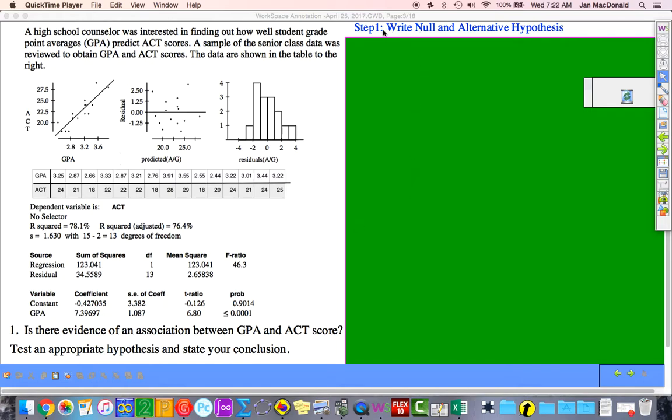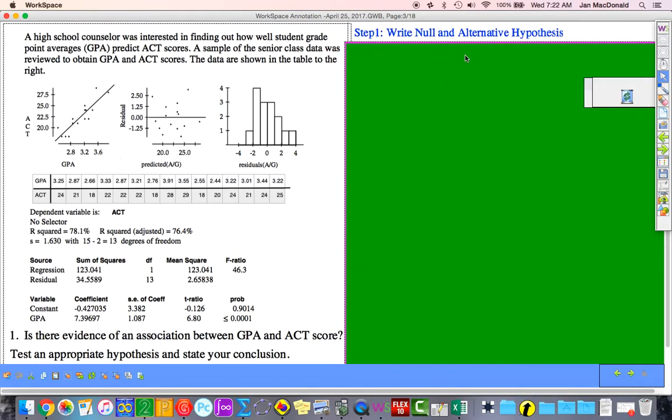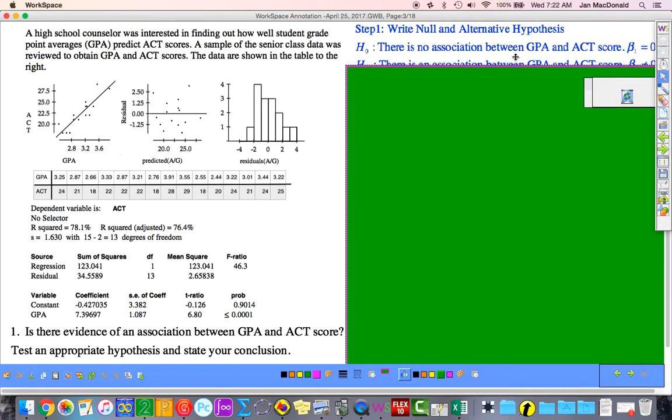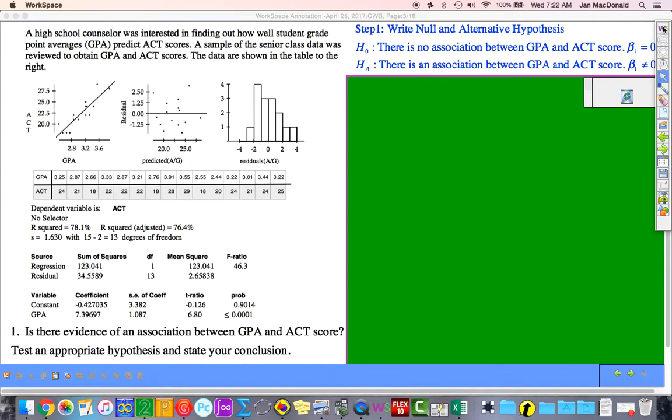So over here at the top, it says step 1, write the null and alternative hypotheses. What's nice about the test for inference for linear regression is the null is pretty much always the same. There is no association between the two variables. So the null is there's no association between GPA and ACT score.